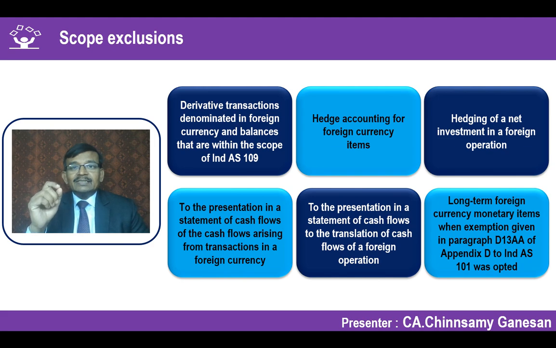So to that extent, what has been suggested is to give an option as per Ind AS 101. Option or exemption has been given for the first time adopter if there are any arrangement or contract entered into with respect to long-term foreign currency monetary items. Exemption has been given as per para D13AA of Appendix D. Appendix D is talking about the exemptions given to the first time adopter.